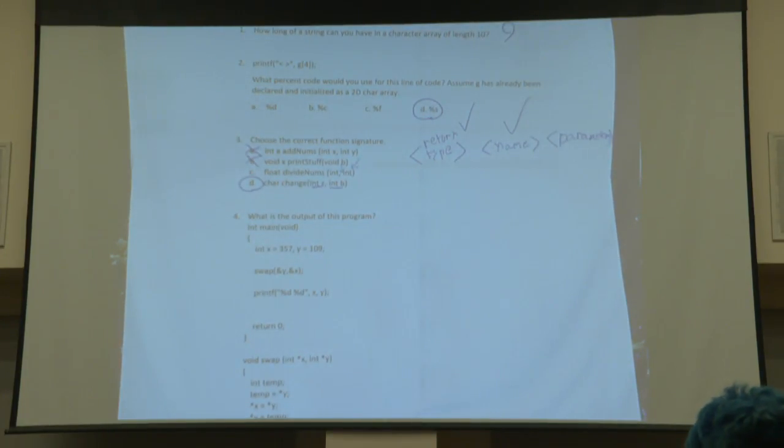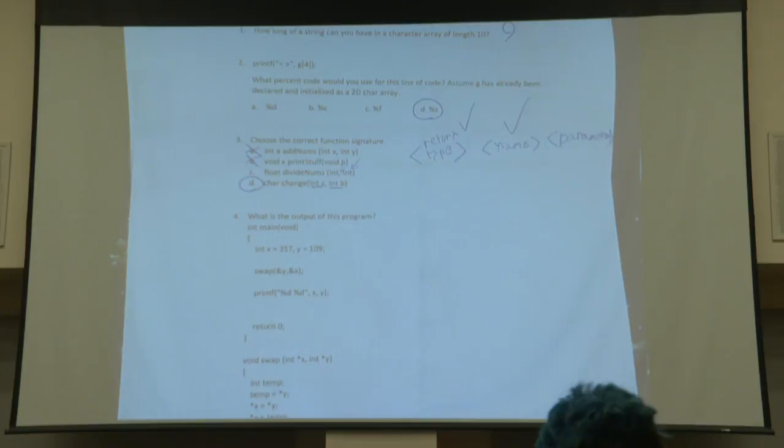Everybody's cool with that? When you're prototyping it, would it just be int and int? Yeah, so if you actually do have it at the top, like before your main in the declaration, then yeah, it would be fine to not have the variable names. Good point. Cool.